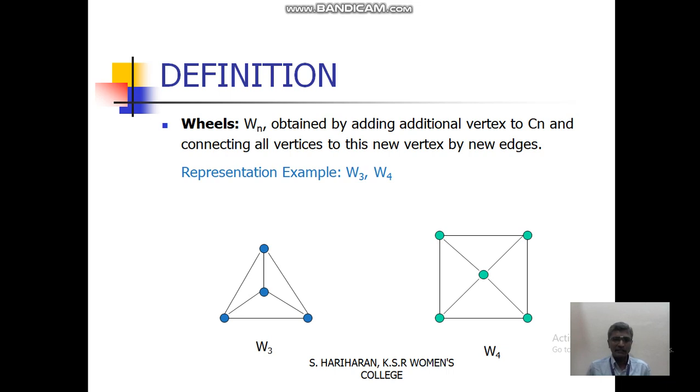Next definition, wheels. It is represented by the symbol Wn, obtained by adding an additional vertex to Cn and connecting all vertices to this new vertex by new edges. The following are the examples, W3 and W4.